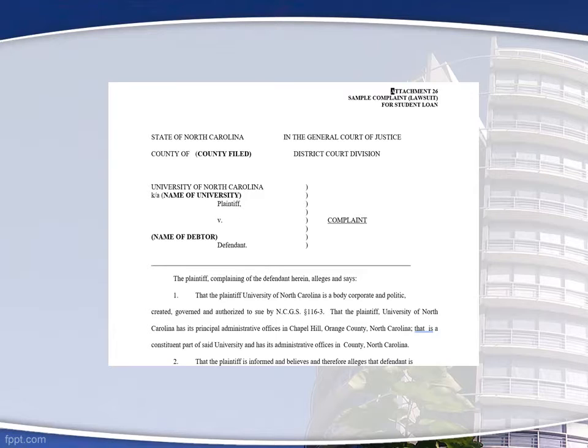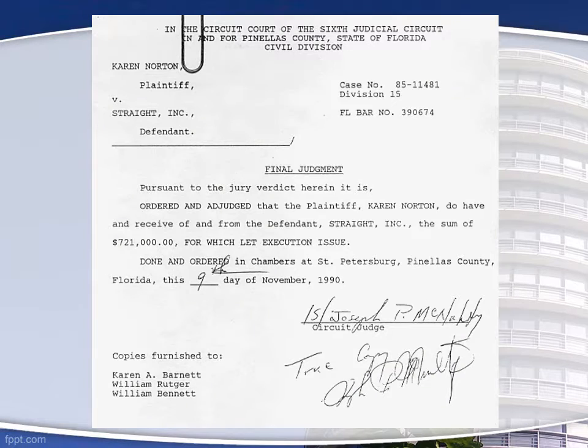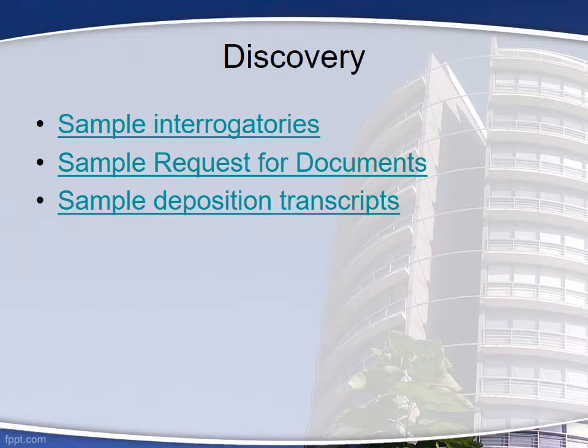Let's take a look at some of the documents mentioned in the previous slide. Here is a sample complaint. Here is what an answer to a complaint might look like. Here is a sample judgment. If you are interested in what the discovery process looks like, you can Google things like sample interrogatories or sample request for documents or sample deposition transcripts. Copies of some of these documents are also in the Readings and Exercises in Business Law text with PowerPoint number 5.